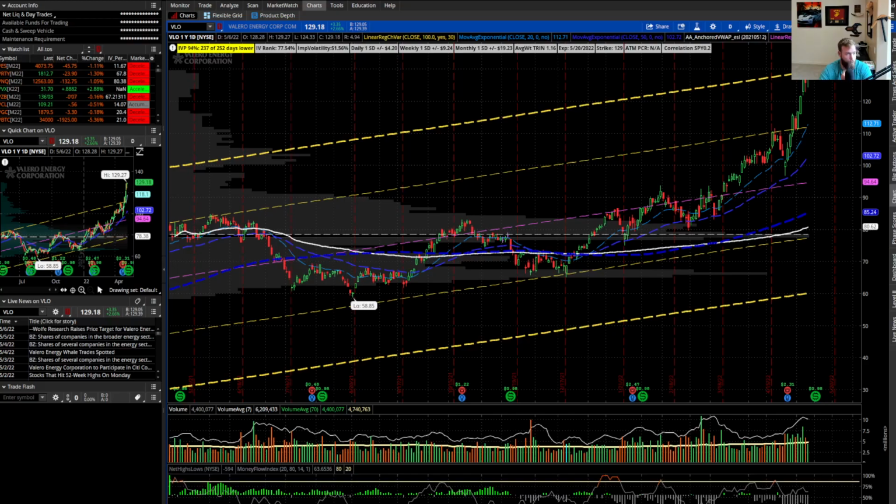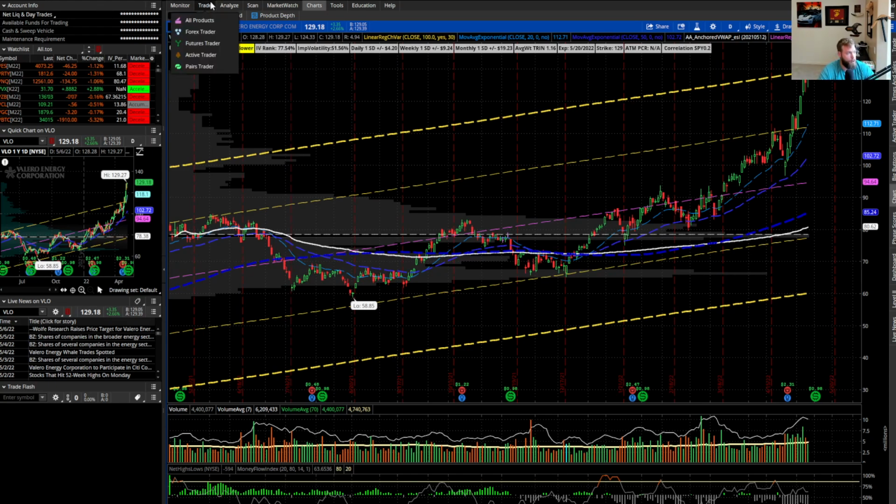So let's take a look at what a normal diagonal looks like. We're going to be looking at VLO. This is actually what I'm going to run an example back and forth as we go through the content, because I actually recently put a trade on in VLO leveraging the strategy. So I thought it was a good fit.